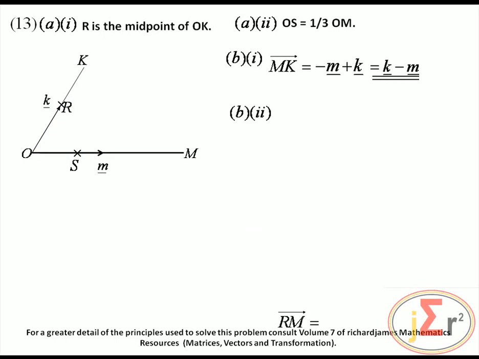Then RM. What do we do for RM? A half of K. So negative a half of K, we are actually going in the opposite direction too. So negative a half of K plus M.